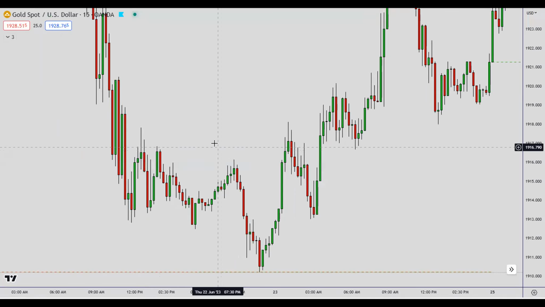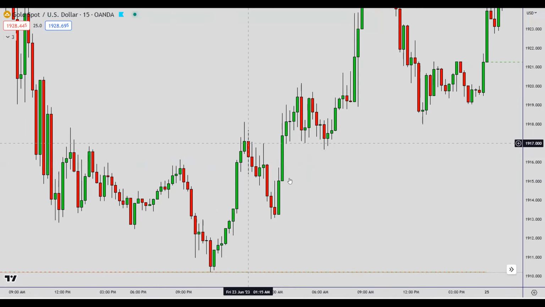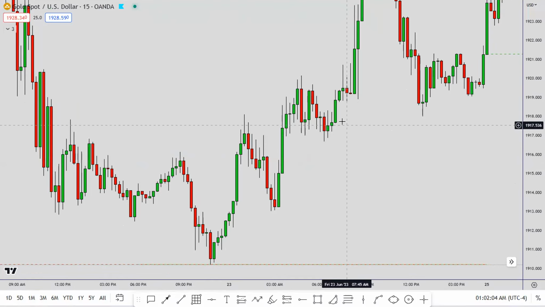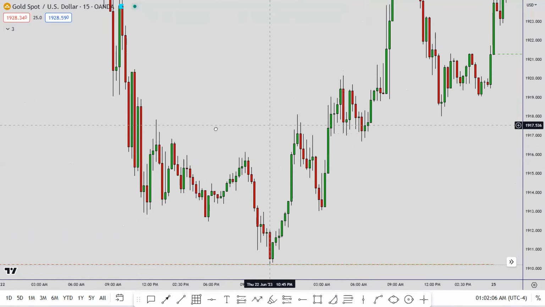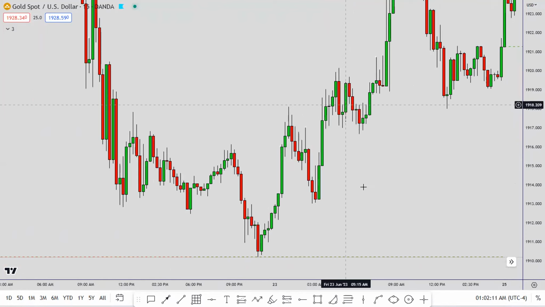So first of all, let's start by backtesting, from Friday up to yesterday, and see how the market was. On Friday we actually had a nice setup, but it wasn't from the order block. It was from the fair value gap.